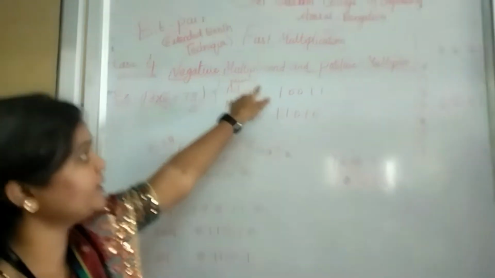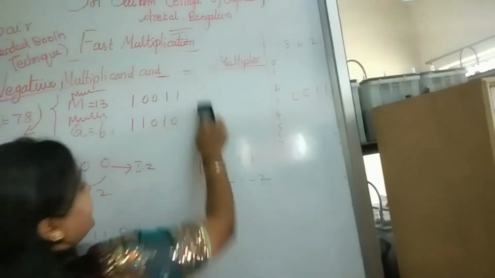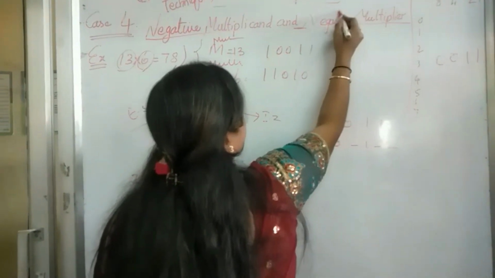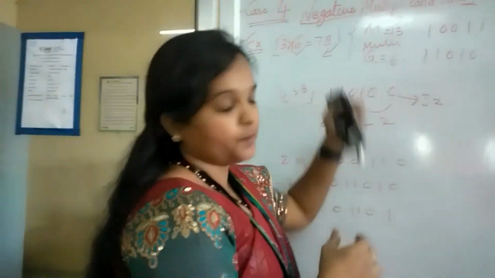Very good morning. Today we are going to see the last case. The last case is negative multiplicand and negative multiplier. Now we have negative multiplicand and negative multiplier. So this is case 4.